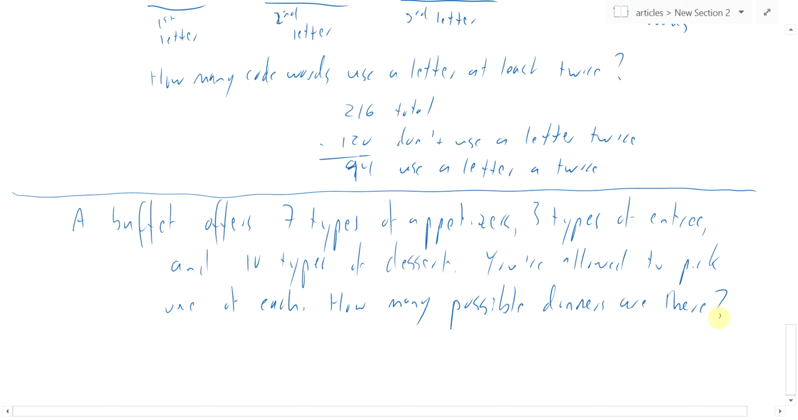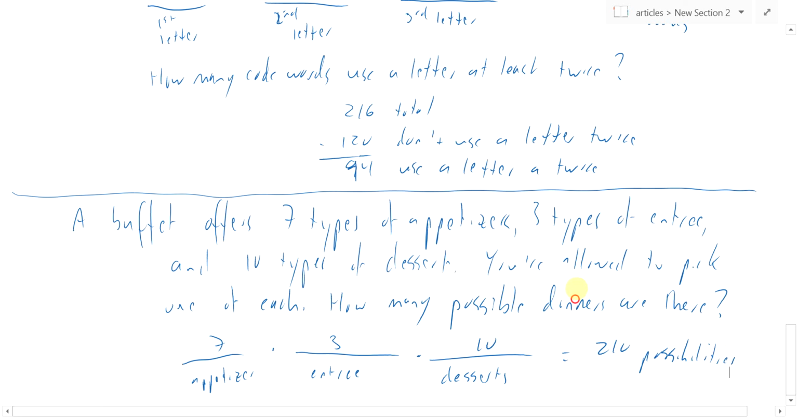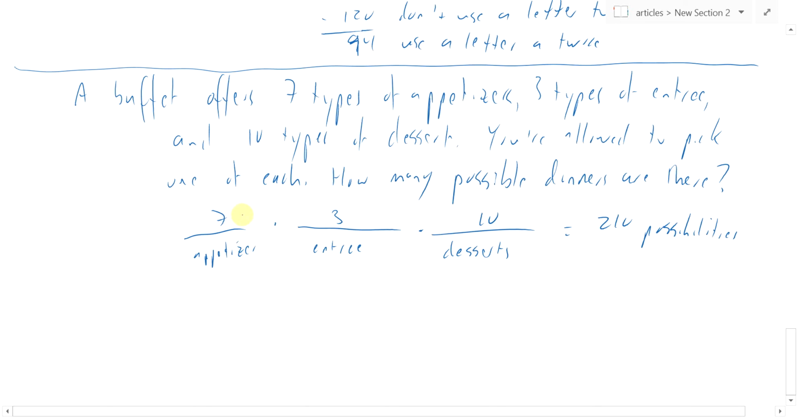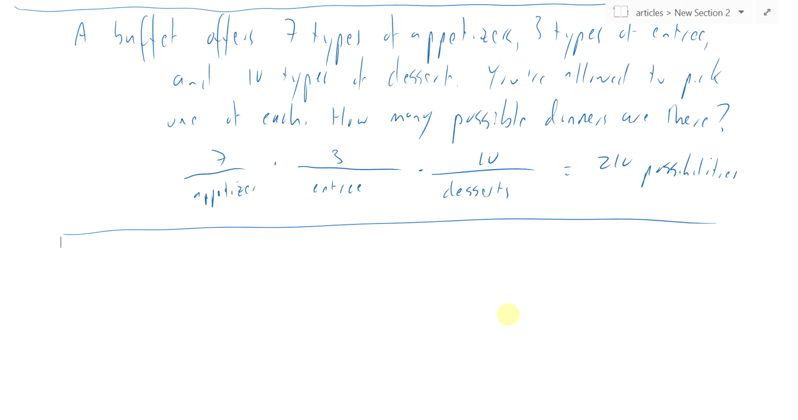Right. So you go through the buffet and you can pick one of these 7 things, one of these 3 things, and then one of these 10 things. Well, appetizers, you got to choose one of 7. You've got 7 options for that. Entree, your main meal, there's 3 options for that. And you can pick one of the 10 desserts. So 210 possibilities on your one plate. Okay, so a sequence of choices, multiply the number of choices together to get the possibilities.